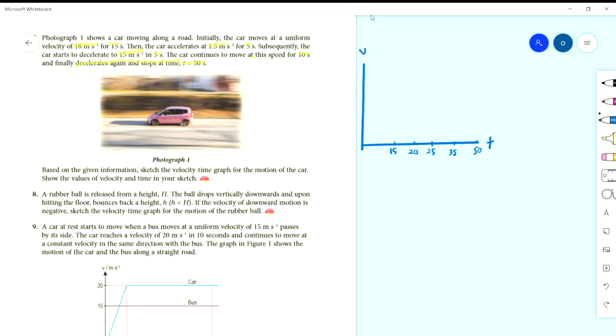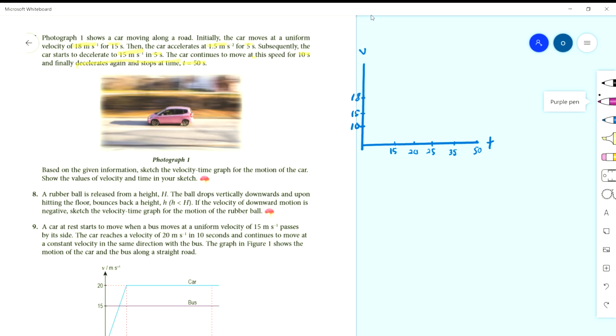Okay, so this is the scale. So where should we start? Sorry, initially move with 18. So we start with 18. So over here 18. Then dia kata dia turun sampai 15. Dia turun sampai 10. So ikut scale ni dulu. Mungkin kita kena tambah lagi sikit.